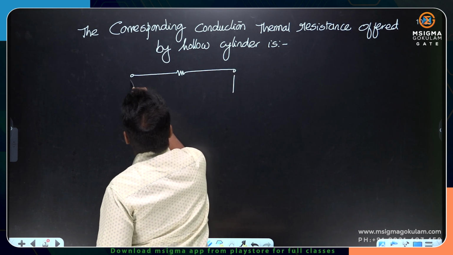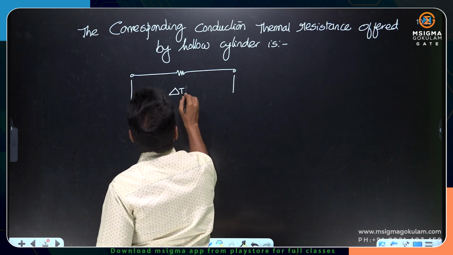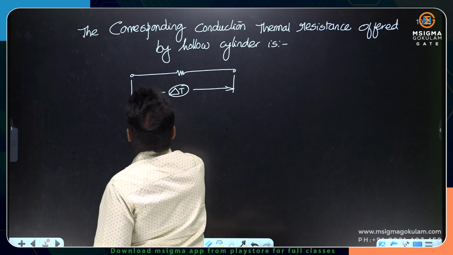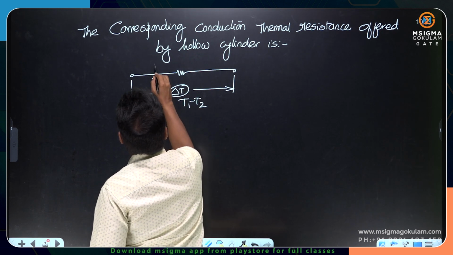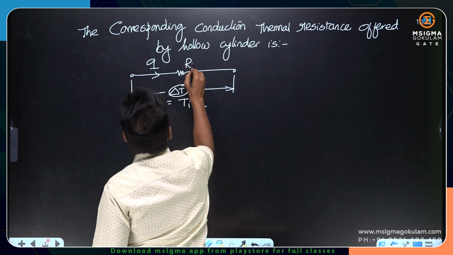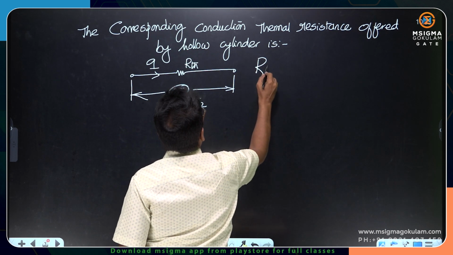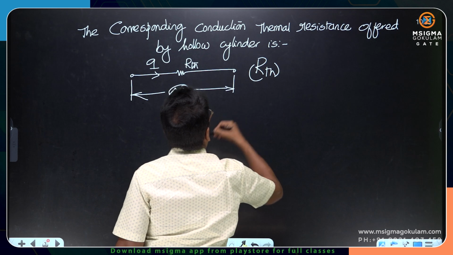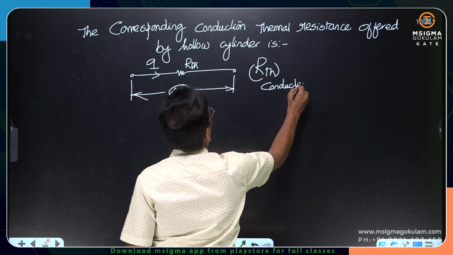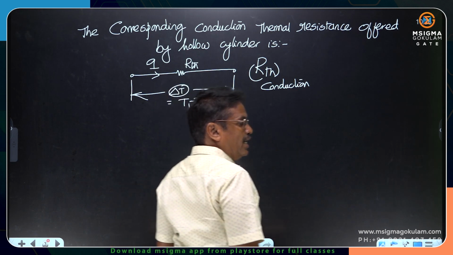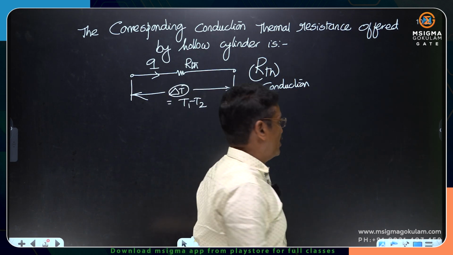What is the thermal circuit? That is the thermal potential, delta T, which is T1 minus T2. The flowing current is Q. This will be the thermal resistance, the conduction thermal resistance, because it contains K. K speaks of the conduction mode of heat transfer, just like h speaks of the convection mode of heat transfer.